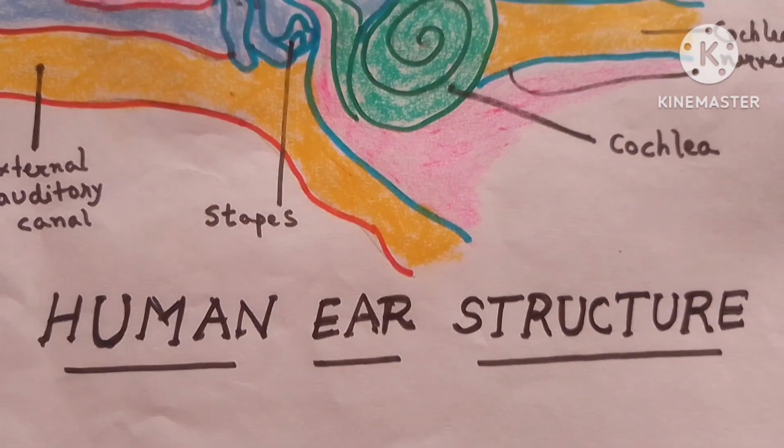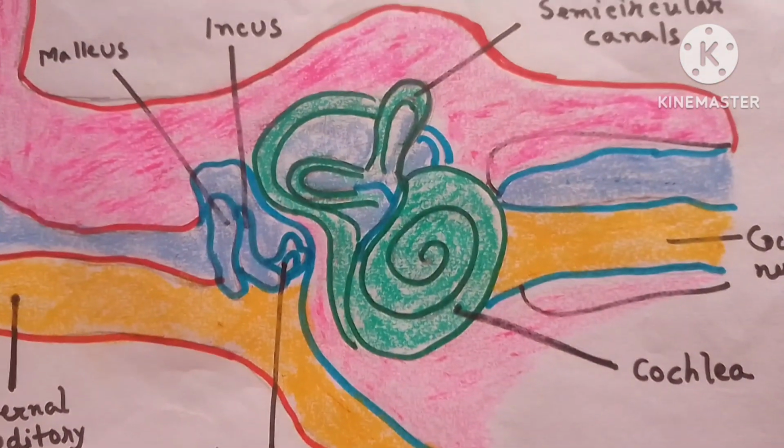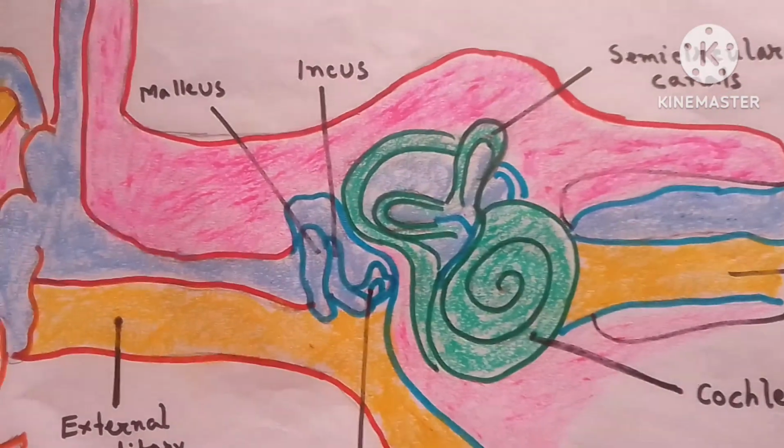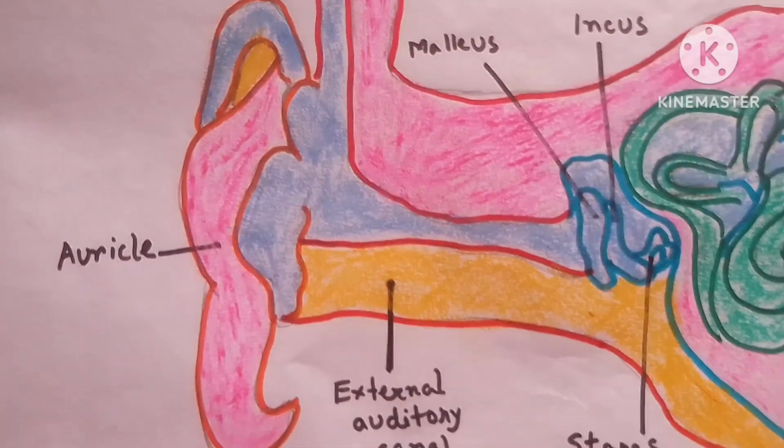So my scientific diagram of the human ear is ready now, but labeling is compulsory for any scientific diagram, so don't forget to do the labeling for this diagram.